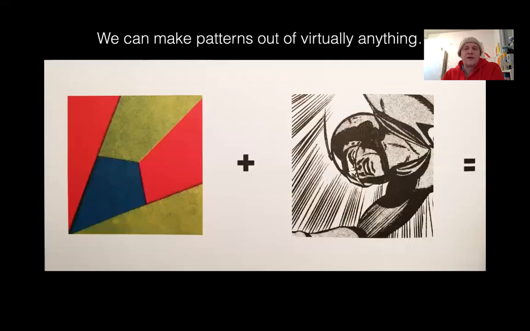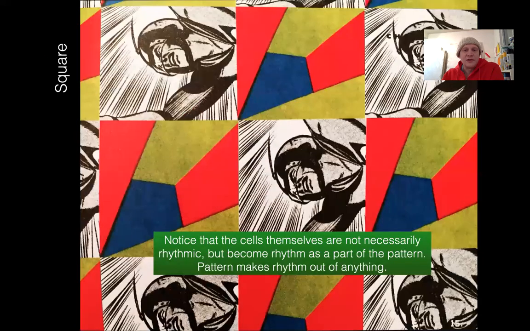And we can make patterns out of virtually anything. So you can see that these two images together are not rhythmic, right? They're two completely different images, but we can put them together and force them into a pattern. And because they're in a pattern, they are now also rhythmic. So they're not rhythmic on their own, but because they're in a pattern, they're made to be rhythmic.